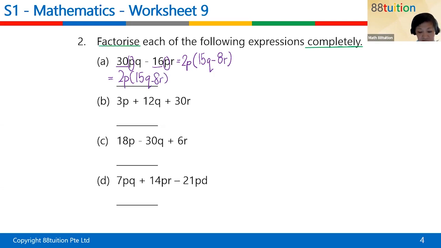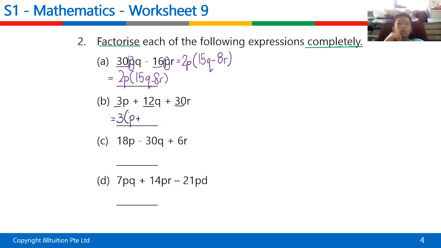Okay, so far so good? Let's take a look at the second one. I have 3, 12, 30 with P, Q, R. Only the numbers can be divisible by what? 3. Good. So I open my bracket. I'm left with P. How many Q am I left with? 12 divided by 3 will be 4. Good. Followed by 30 divided by 3 will be 10. Great job.